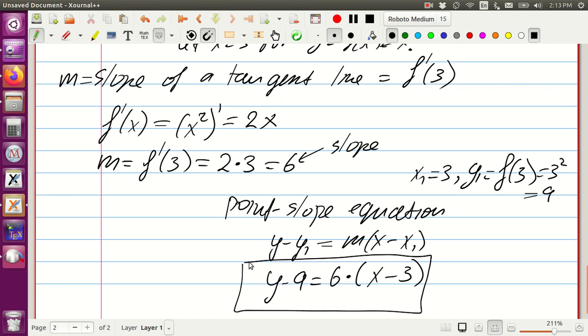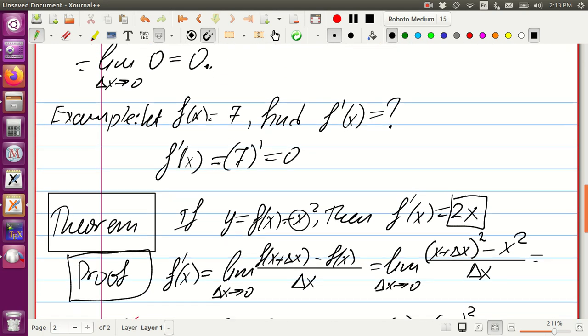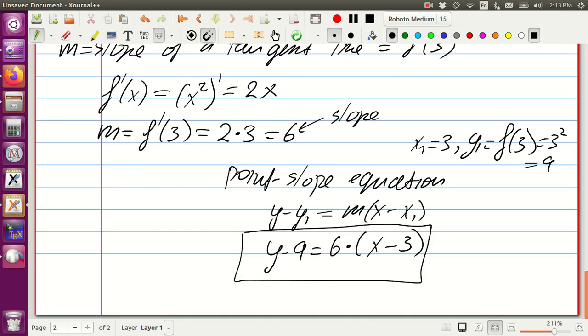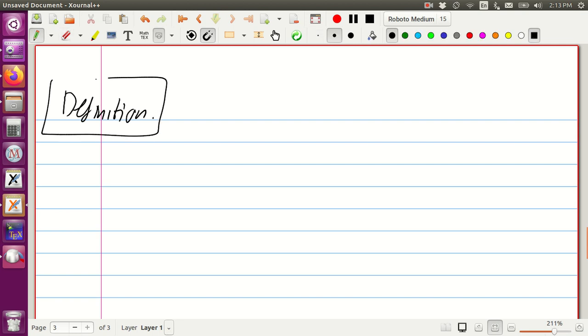All right, so the next topic that we need to discuss is a small definition, just mostly for convenience. So this definition is for convenience purposes. So let's see what it is.